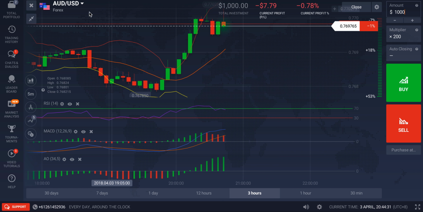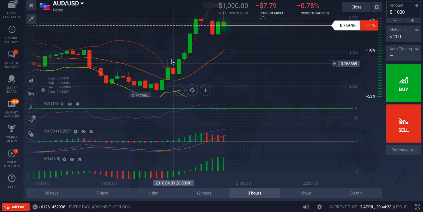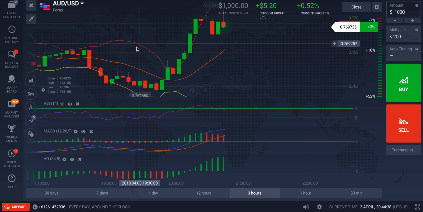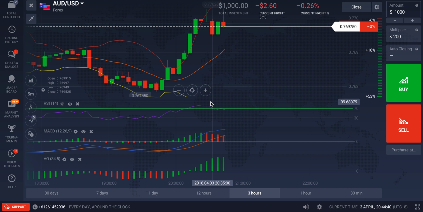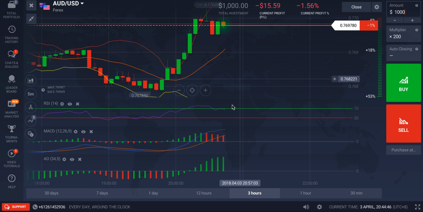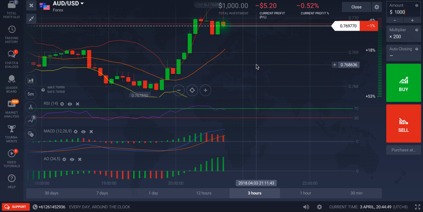As you can see, I use a couple of indicators. This is the chart itself, and this is presented in a candlestick manner. The Bollinger Bands at the top and bottom of it, the RSI, the relative strength indicator, the MACD down here, and the awesome oscillator. All of these indicators provide a reference of price movement.